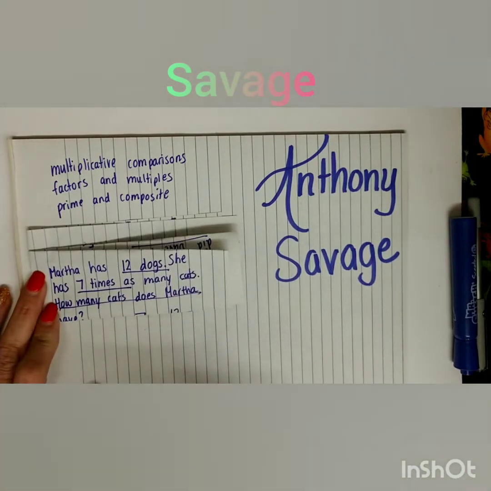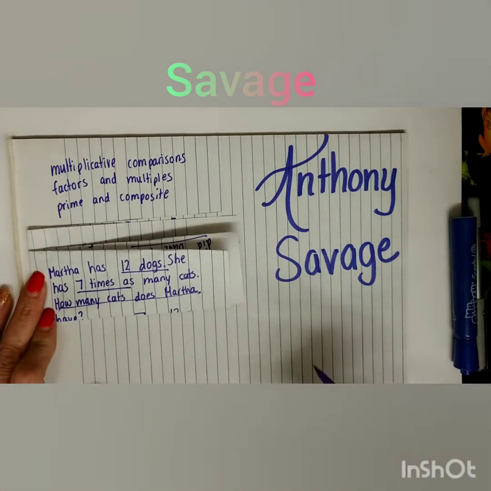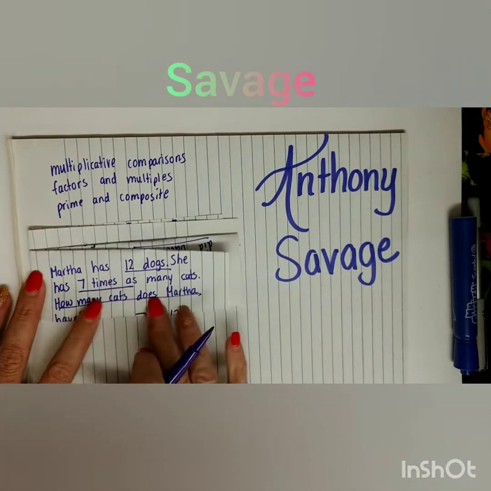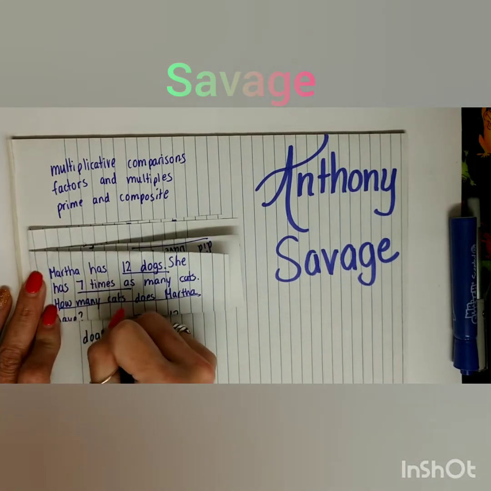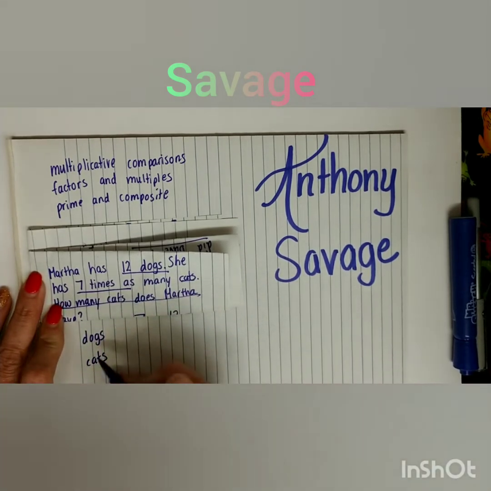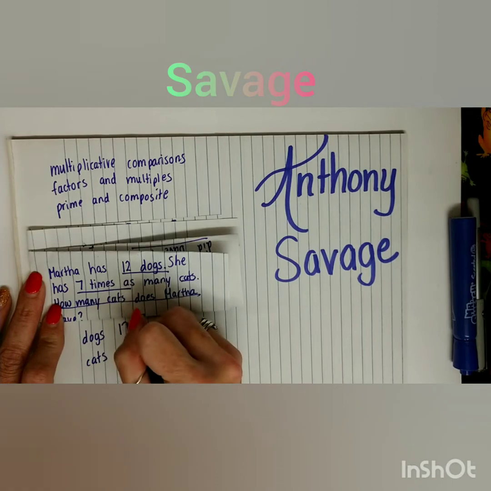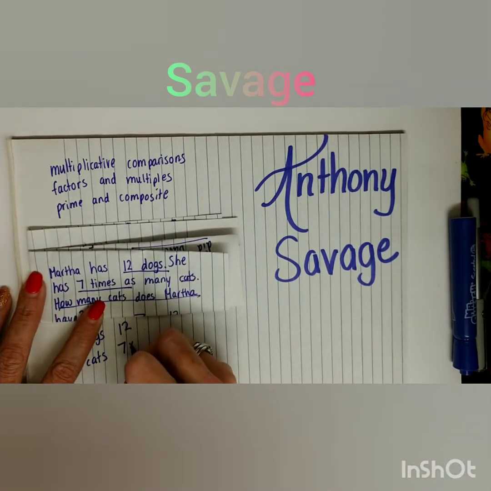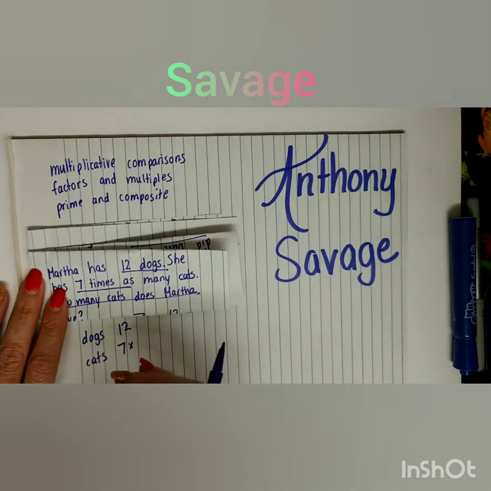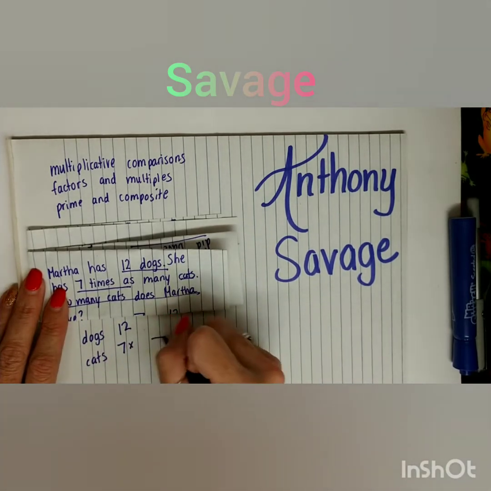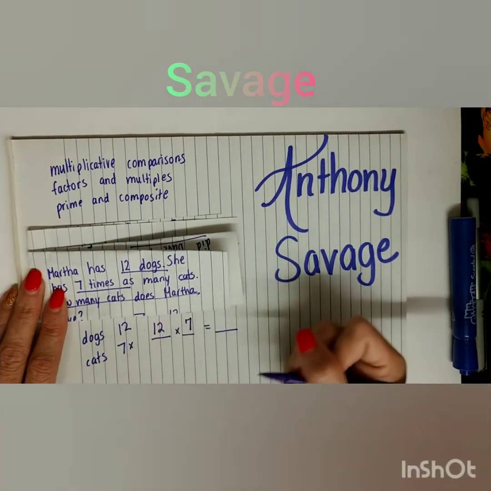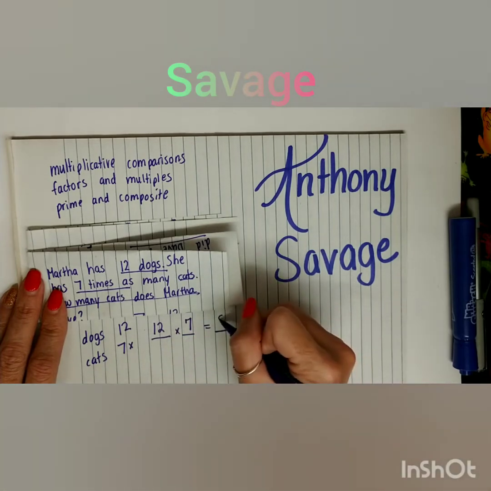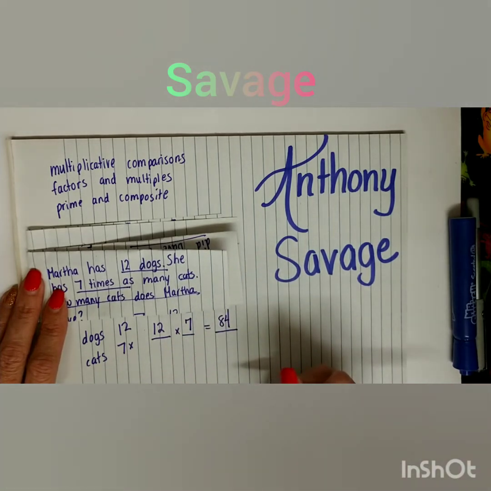So here's my word problem. Martha has 12 dogs. She has 7 times as many cats. How many cats does Martha have? I start off by text coding my problem, and then I write my two things I'm comparing. So I'm comparing dogs and cats. Then I align up my data. There's 12 dogs, and she has 7 times as many cats. I have a number in both of my comparisons, which means factor times factor equals multiple. They're both factors. 12 times 7 is 84. So she has 84 cats. She's a cat lady, obviously.